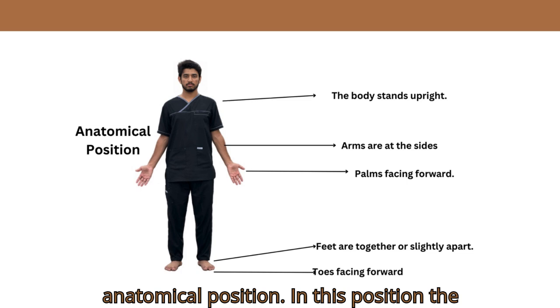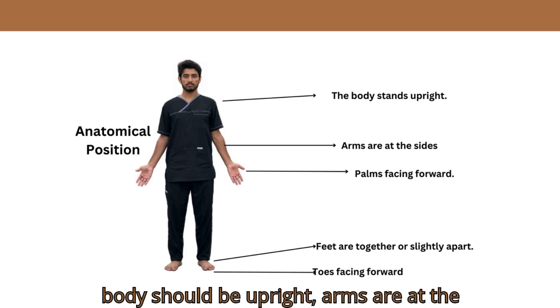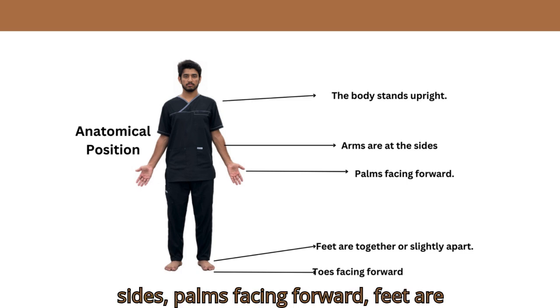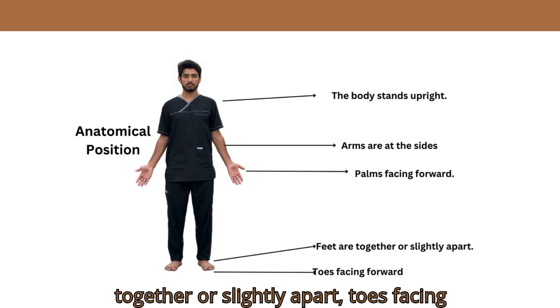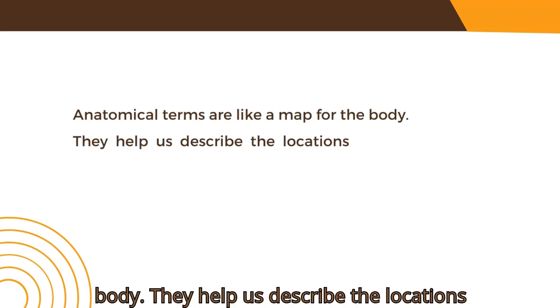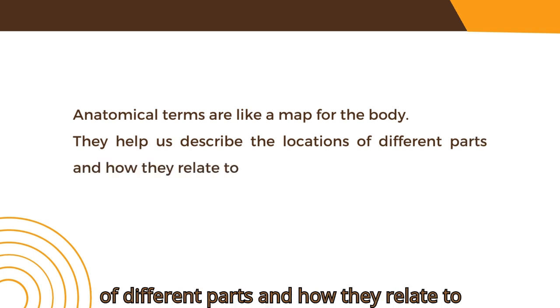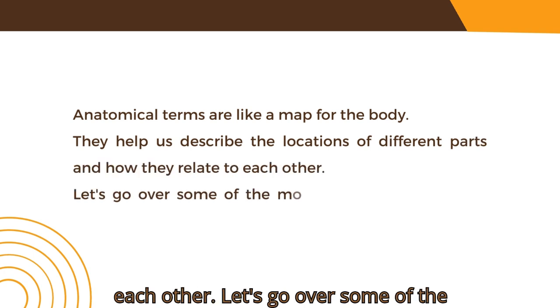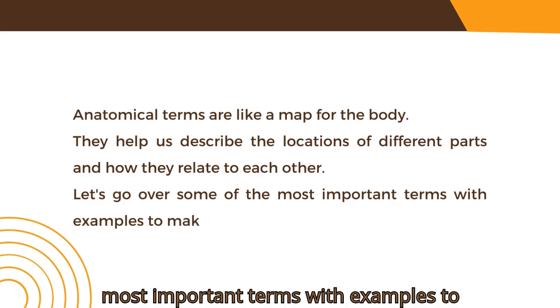Let's see anatomical position. In this position, the body should be upright, arms are at the sides, palms facing forward, feet are together or slightly apart, toes facing forward. Anatomical terms are like a map for the body. They help us describe the locations of different parts and how they relate to each other. Let's go over some of the most important terms with examples to make it clear.